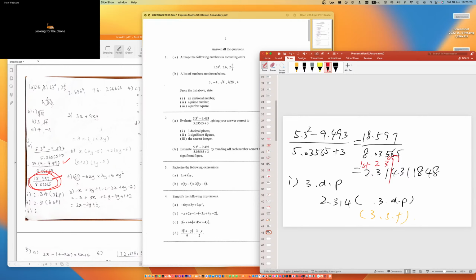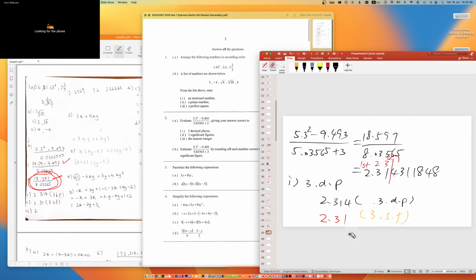Just ask yourself whether you need to add 1 into this one. No, the answer is no. So it's 2.31. Yeah, 3 significant figures. Okay. So sometimes the other time you ask me whether you need to give a 0 or not. Now if you give a 0, it's actually 4 significant figures already. So the 0 is not needed, no?